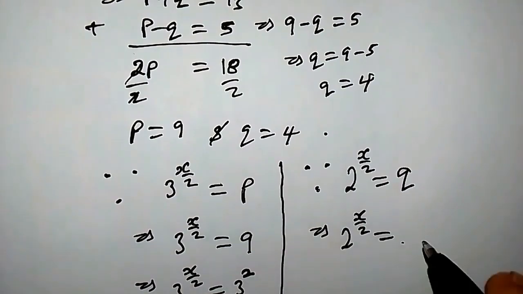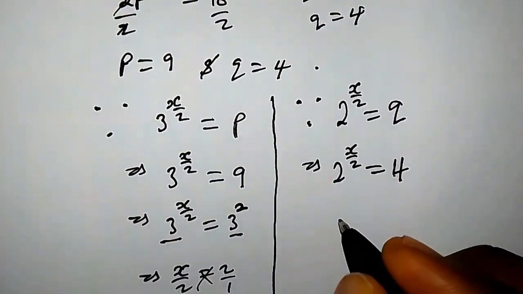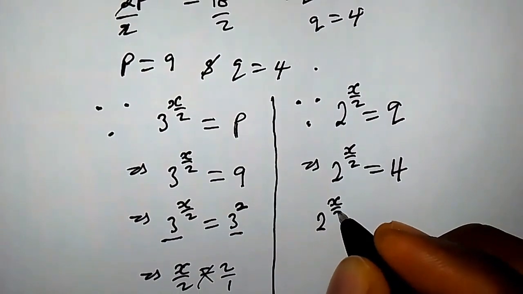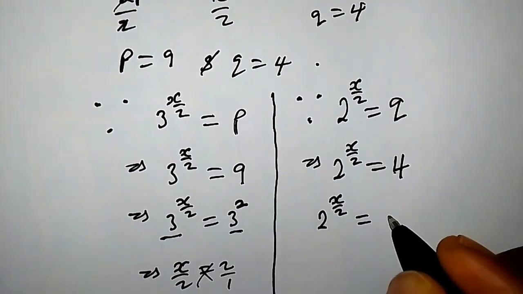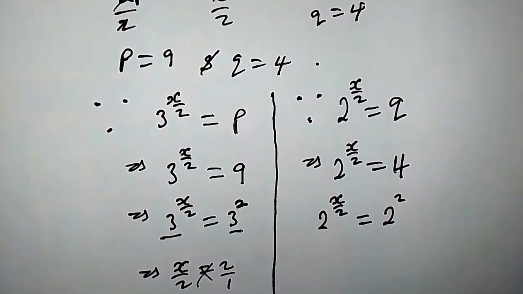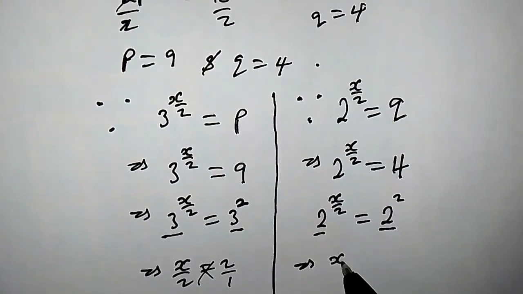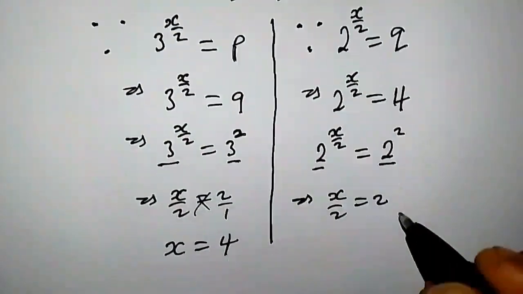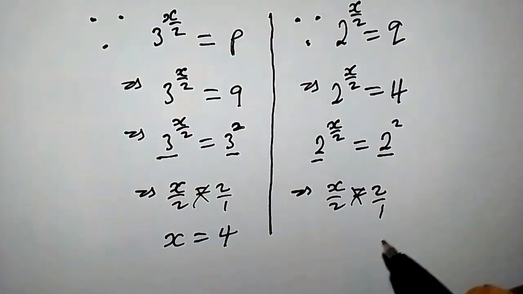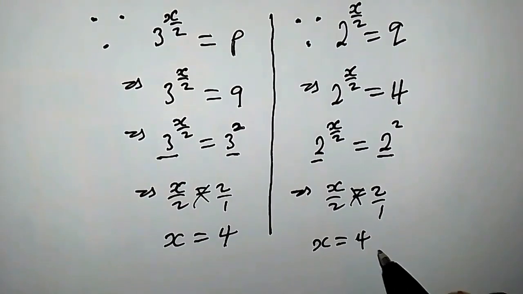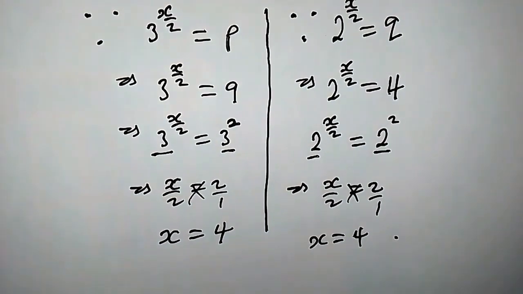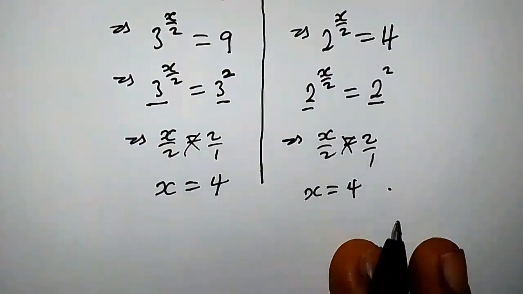So we are going to put it here. So we're going to have 4, which can also be written as 2 raised to power x over 2 equals 4, which is the same thing as 2 squared. Since the base also happens to be equal here, this implies that x over 2 is equal to 2. And when we cross multiply, we get x equals 4, which is the same thing as what we got here. Now, let's check if what we have done is right.